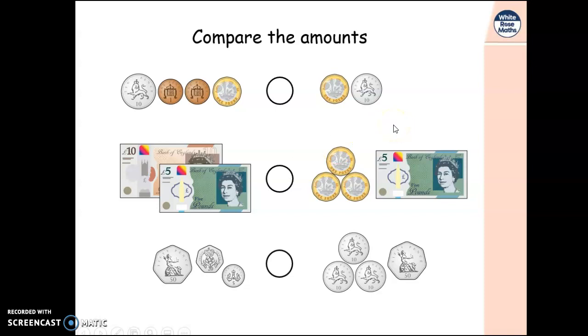So we need to decide which is bigger or which is greater, which is less than, which is smaller, or are they the same amount? Have a go now.